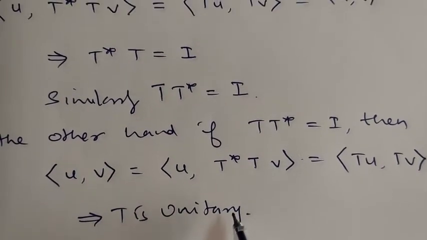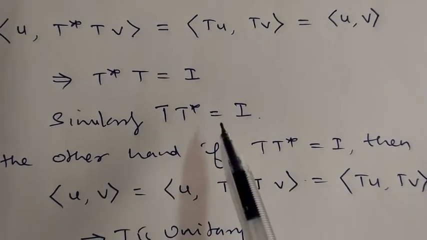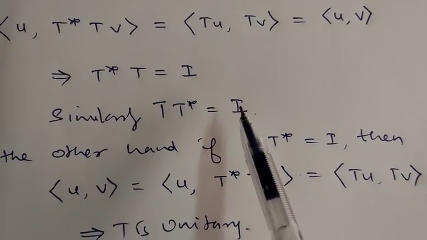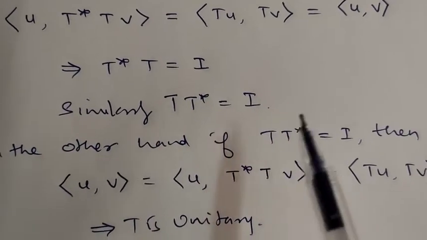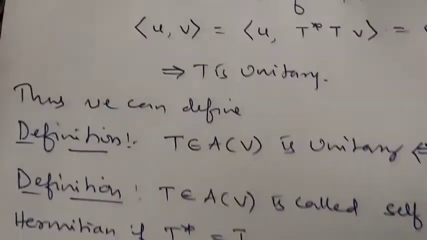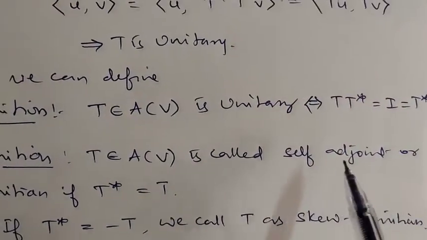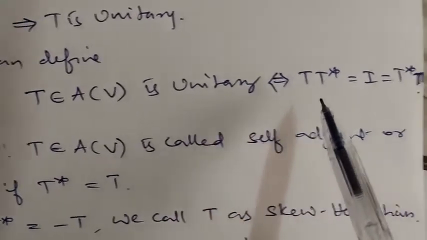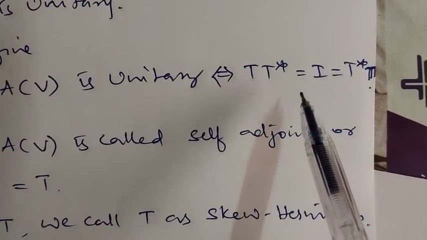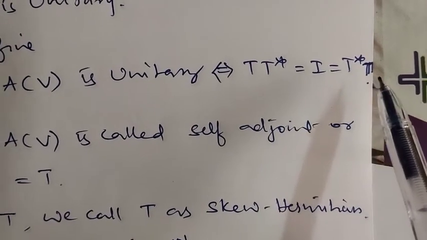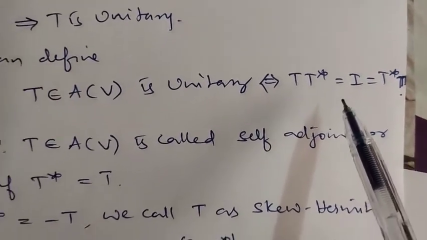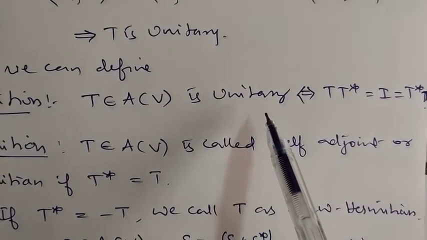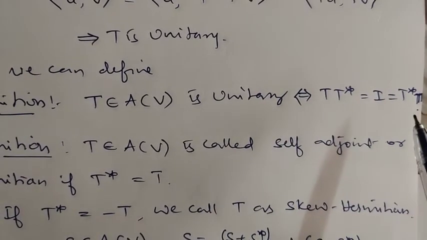Therefore T is unitary if and only if T into T star is I, as well as T star into T is also I. So this can be taken as a definition for a unitary transformation itself. Therefore in future, whenever we say T is unitary, it happens if and only if T into T star is I, as well as T star into T is I. This may be taken as the definition for a unitary transformation.